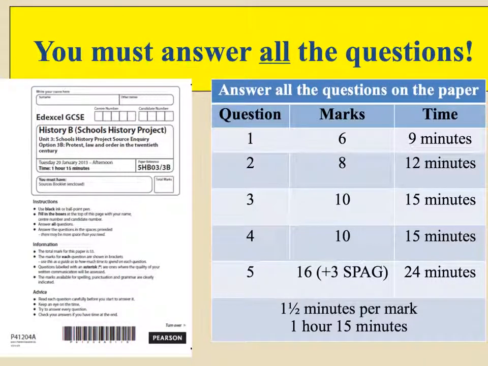In the protest exam, there are no choices of questions. You have to answer all questions on the paper. There are 5 questions in total, and you need to be really careful about your timing in this exam. You should probably devote about 1.5 minutes per mark. So for example, if a question is worth 6 marks, then you should spend 9 minutes on it. Like question 5 is worth 16 marks, you should spend 24 minutes on that question. There is only an hour and 15 minutes available, and it's really important that you answer all 5 questions.